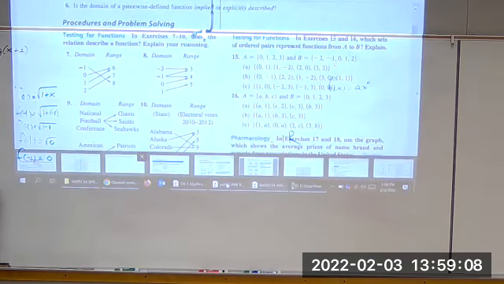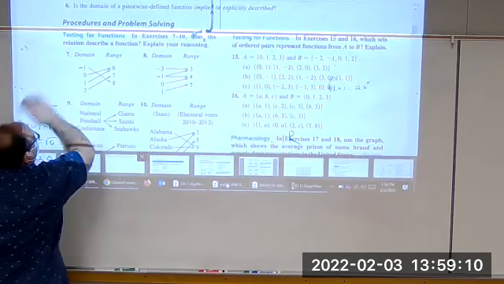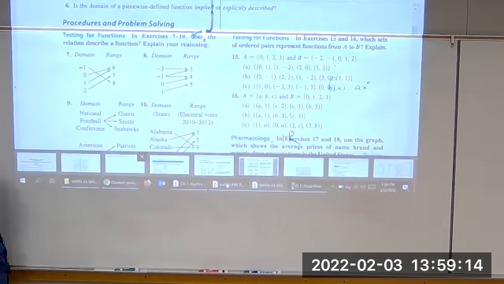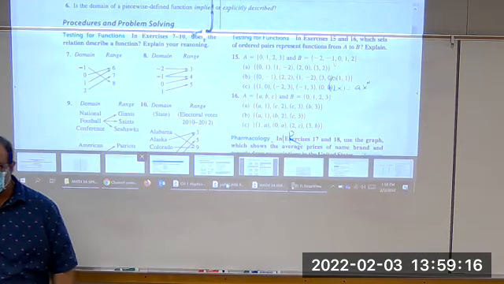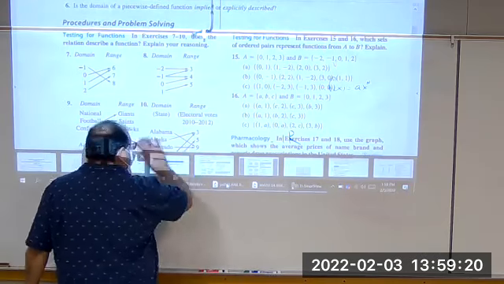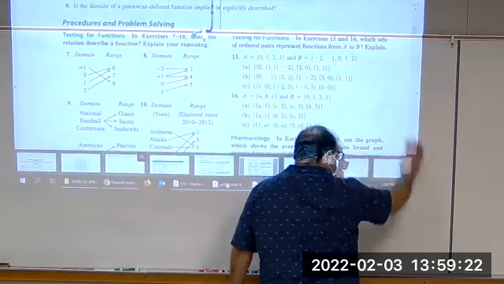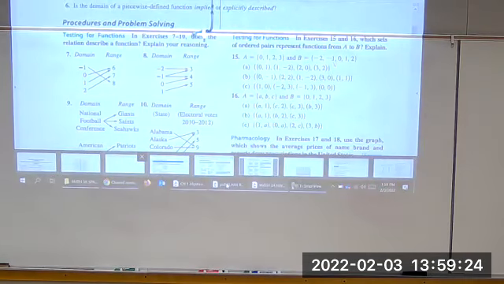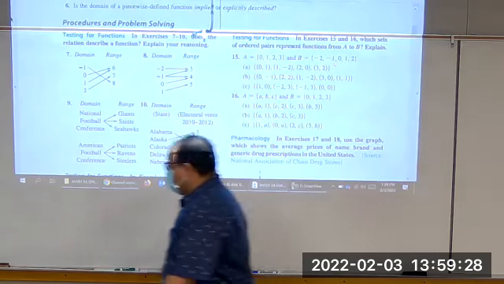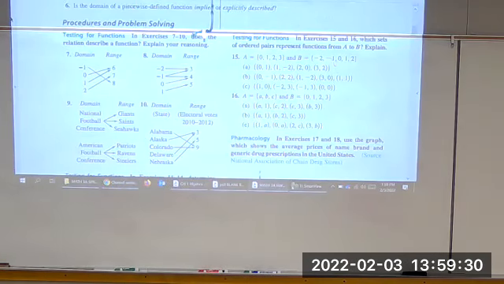So number 7, looking at that given information, domain versus range. Now remember, it doesn't have to be a function to have domain and range. All relations, any set of ordered pairs, any set of domain and range is a relation. Special relations are functions if the domain doesn't repeat.